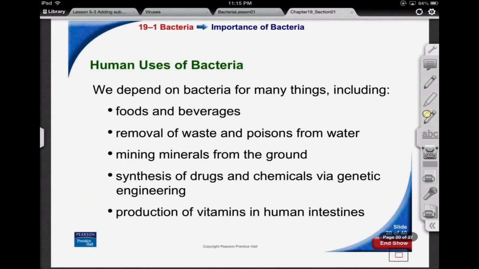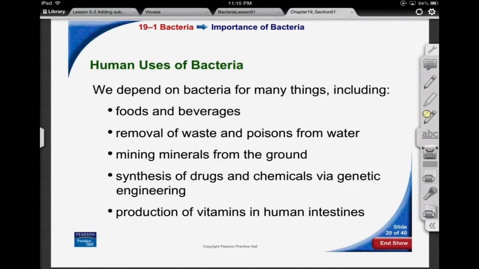And ladies and gentlemen, that is more or less it for 19.1 bacteria. That means what remains is a discussion on disease, and no discussion of disease would be complete without talking about immunization.